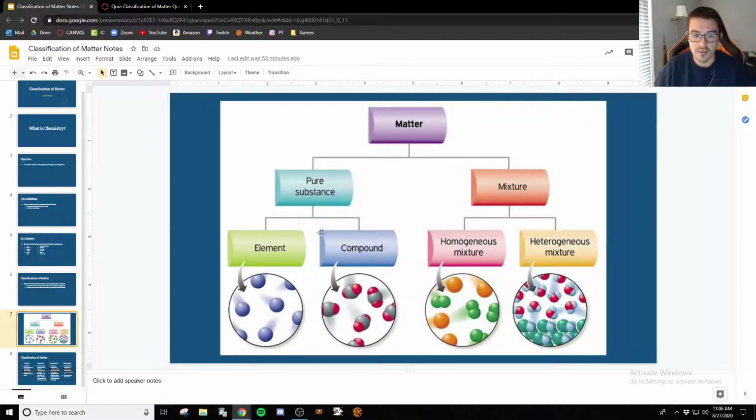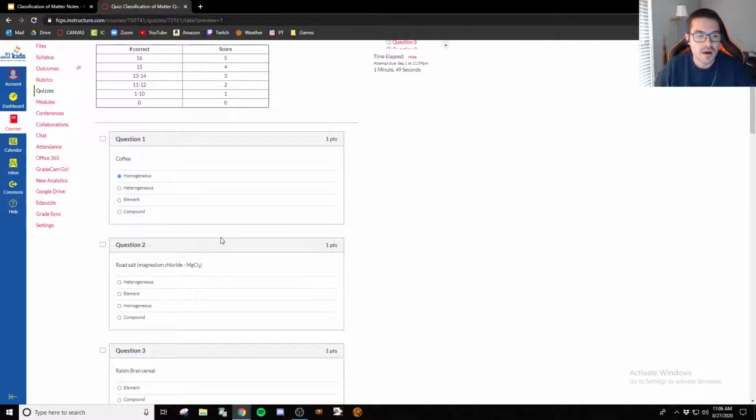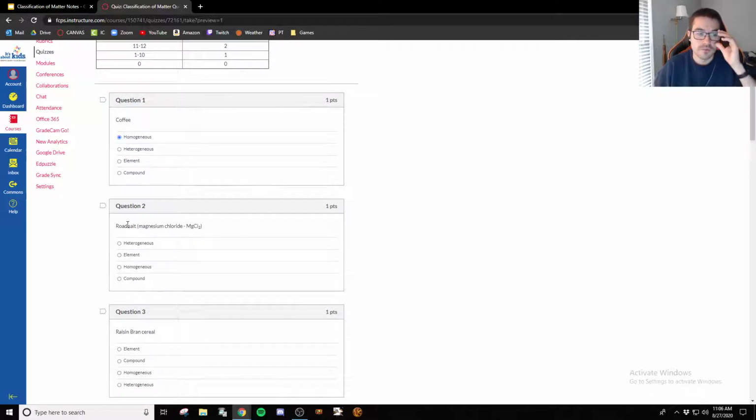So it's not an element. It's not a compound. It's definitely over here on the mixture side. So the question is, is it homogeneous or heterogeneous? When you look at coffee, can you see the different parts in the coffee? Like, can you tell the difference between the water and the caffeine? You can't, right? It's sort of all dissolved together. So coffee would be homogeneous, okay? All right, so let's look at the next one.